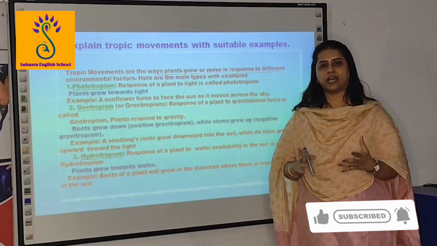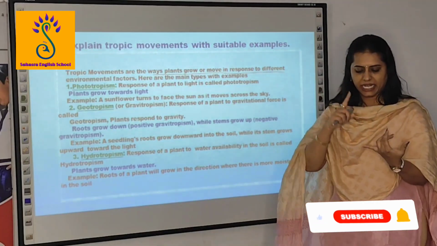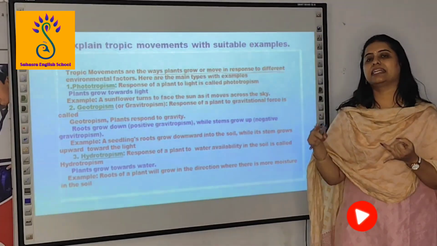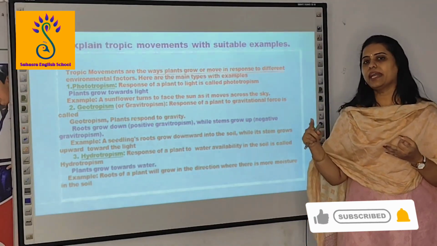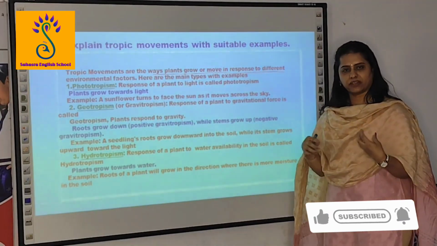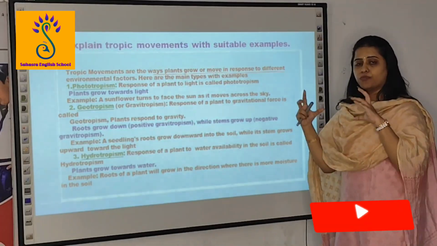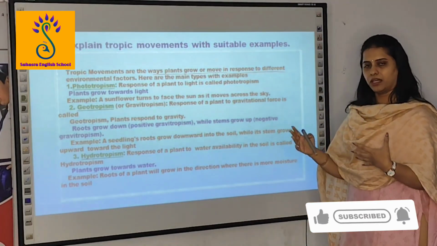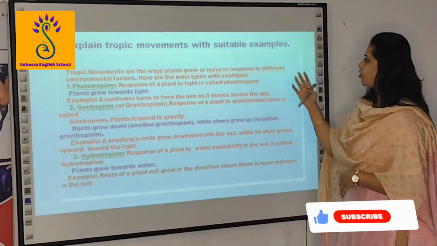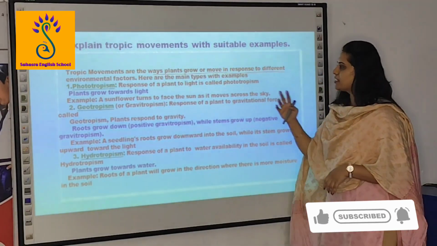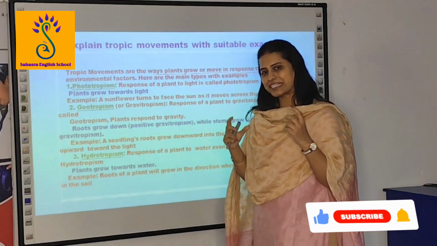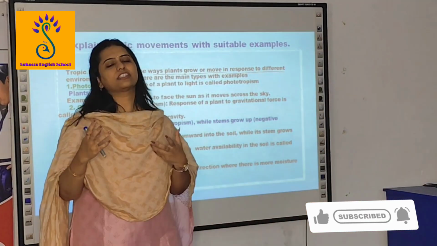The factor can be gravity, light or water. Based on these different environmental factors, the movement of the plant in response to the environmental factor is called tropic movement. First, it is phototropism. The name itself says photo means light. The plant will respond to the light.